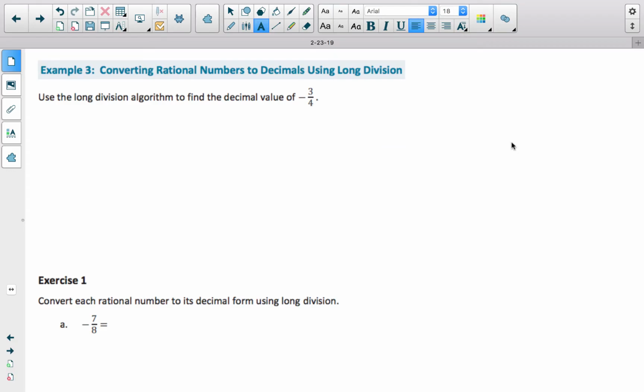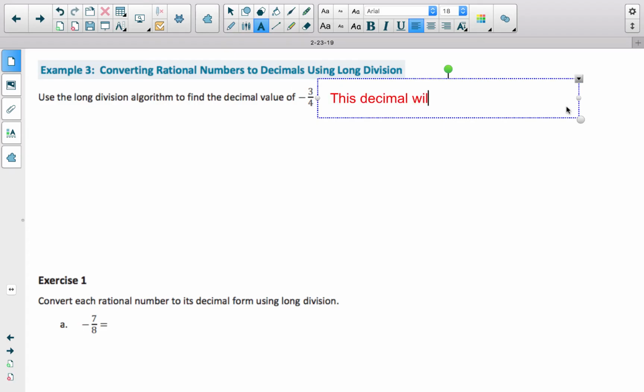With example number 3 here, we're really going to start getting into the meat of this lesson and our goal for the lesson, which is being able to convert fractions into decimals through long division. Now, based on the pattern we just noticed, I know this decimal will terminate because my denominator is a 4. 2 times 2 gets 4.